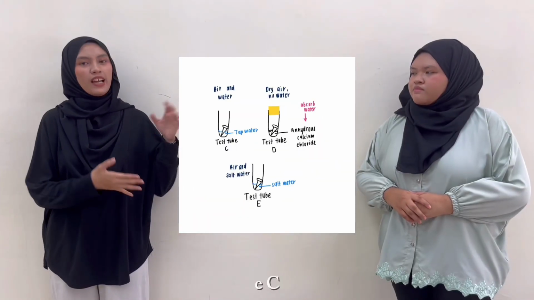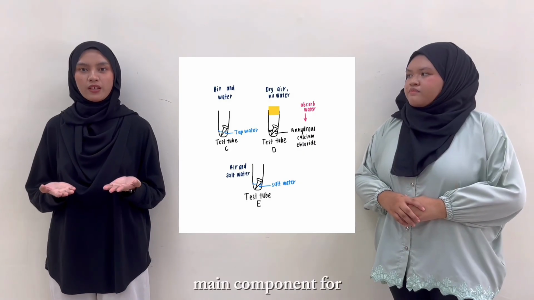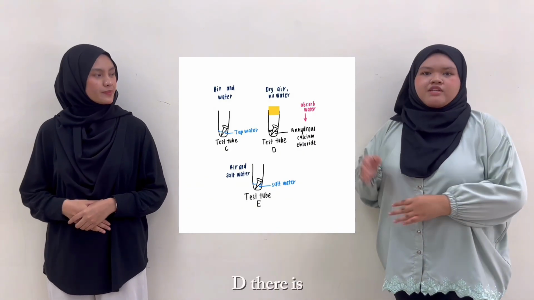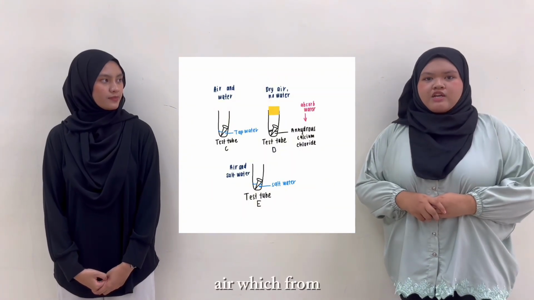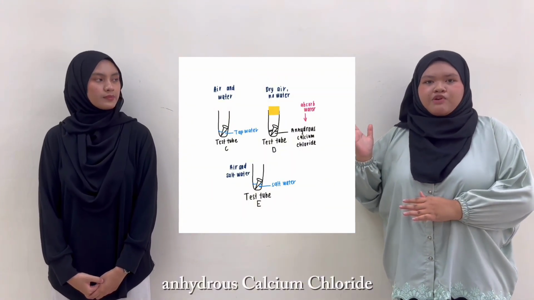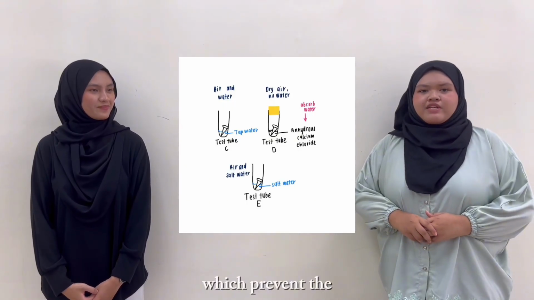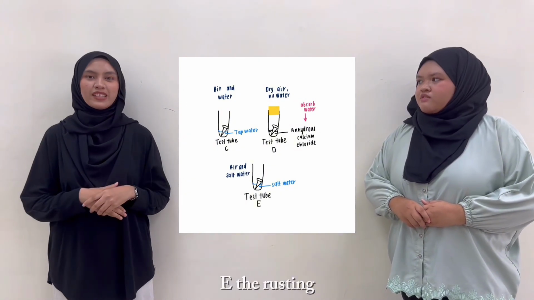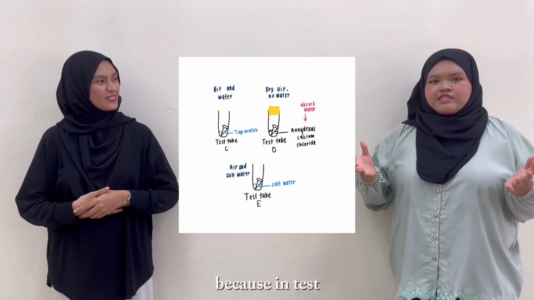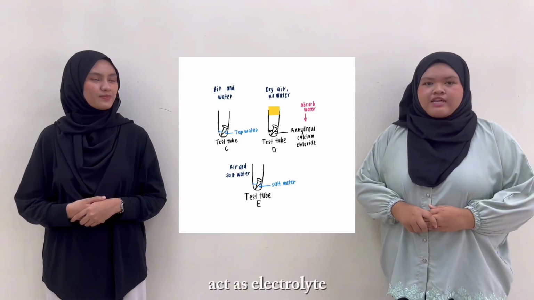In test tube C, rusting was seen because of the presence of air and water, which are the main components for rusting to happen. For test tube D, there is no rusting because there is no presence of water but only dry air, and the anhydrous calcium chloride absorbs the water vapor inside the test tube, which prevents the rusting from occurring. For test tube E, the rusting was mostly seen because there is salt water and air, and salt water acts as an electrolyte that fastens the rusting process.